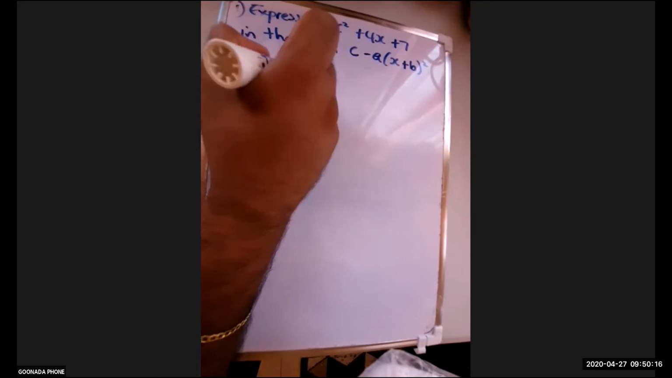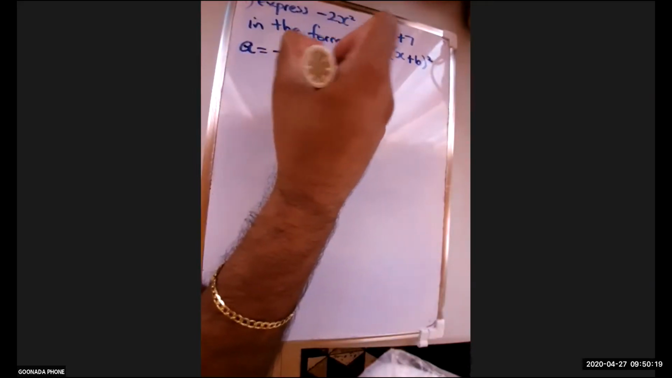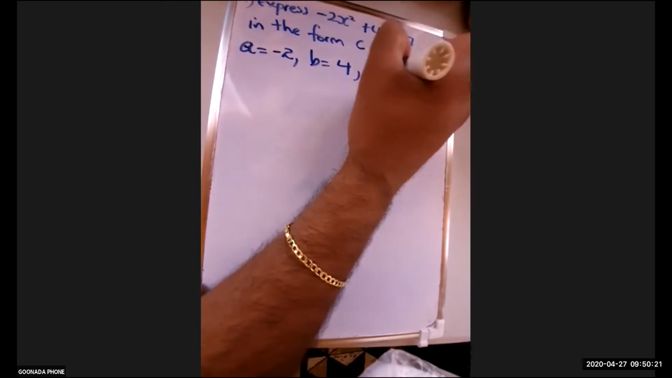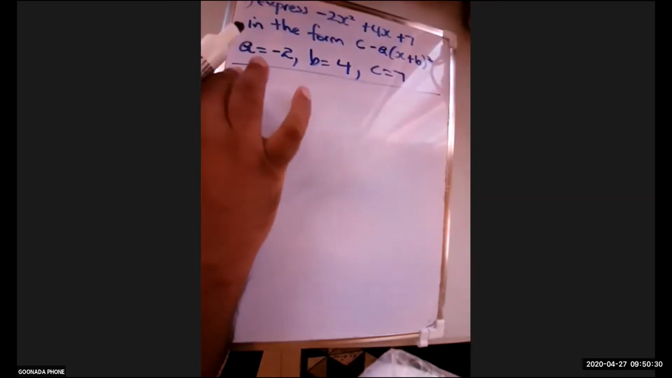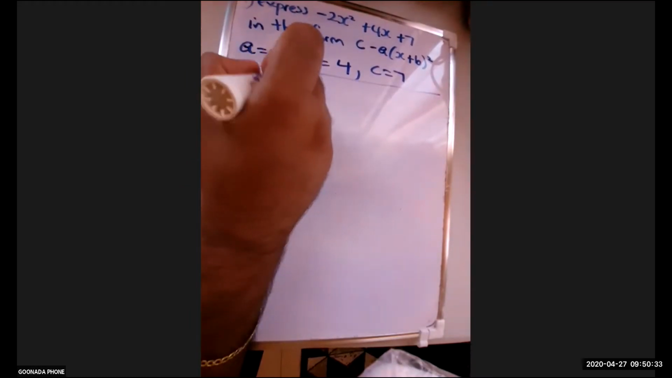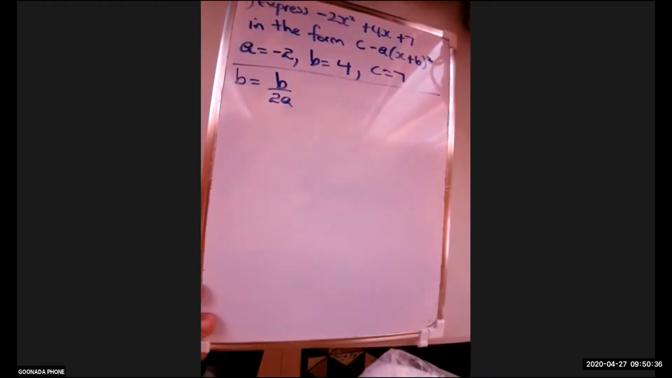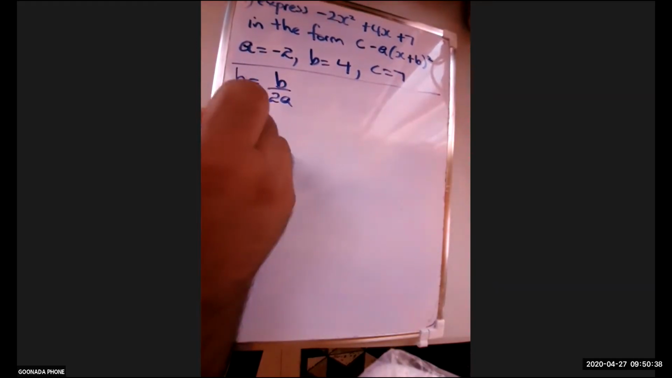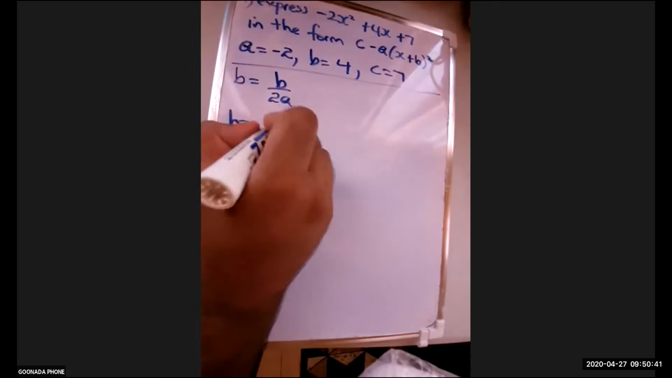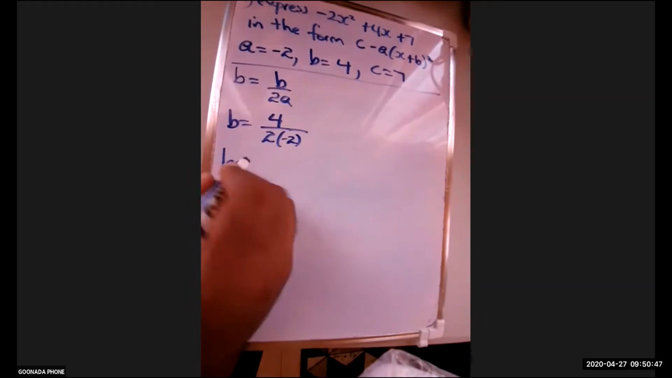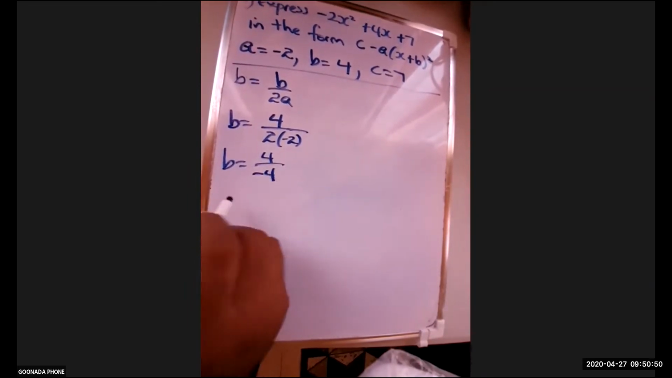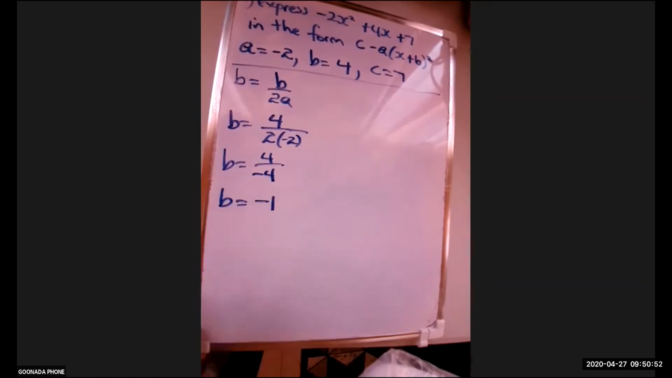Okay, so our value for A is -2, our value for B is 4, and the value for C is 7. So the first thing we have to do is find H. Sorry, in this case, it's not H, it's B. So B is equal to -b over 2a. B is 4 in this case, all over 2, and the value of a is -2. So B is equal to 4 over -4, B is equal to -1.